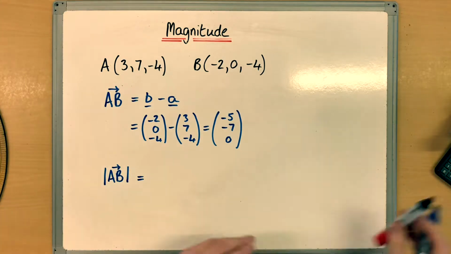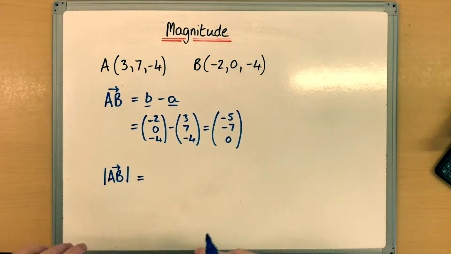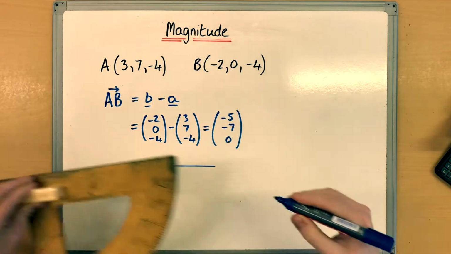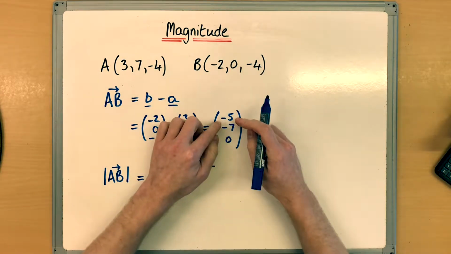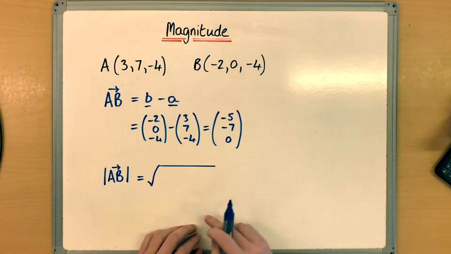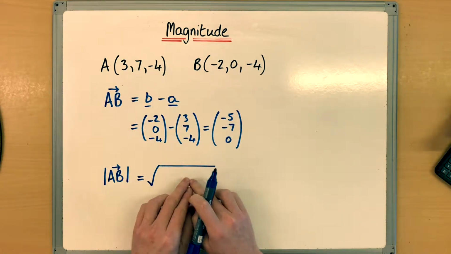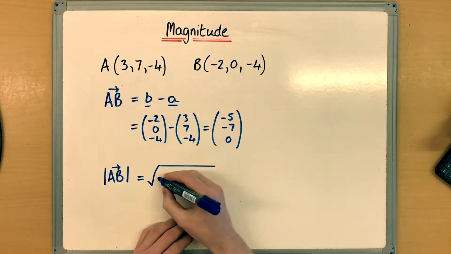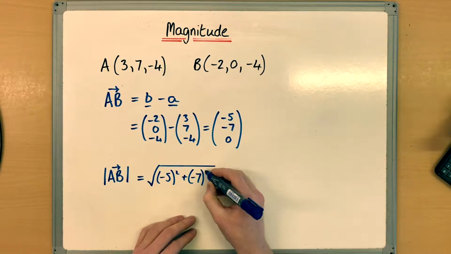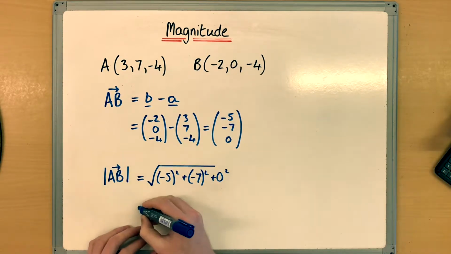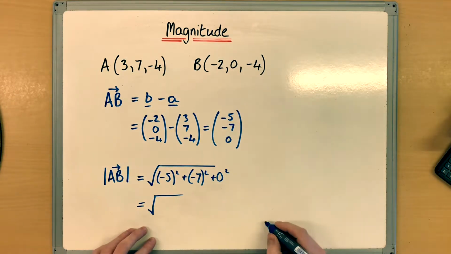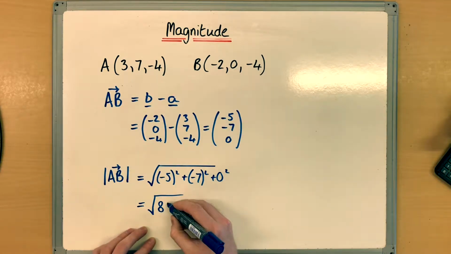Again, like the distance formula in straight lines, it's very much based on Pythagoras. So we are going to square root. And this one is actually slightly easier, because all we're going to do is take each part of the vector, square it and add it together. If you want to think of it as x, y, and z, you're going to square root x squared plus y squared plus z squared. Or in this case, minus 5 squared plus minus 7 squared plus 0 squared. So that's going to give us 35 plus 49. It's going to give us the square root of 84.